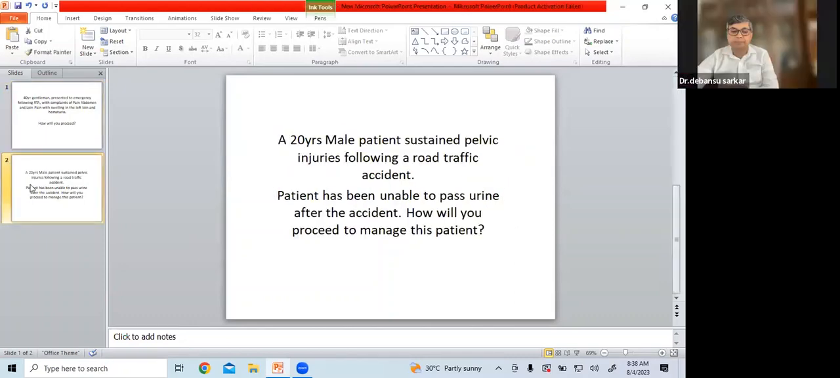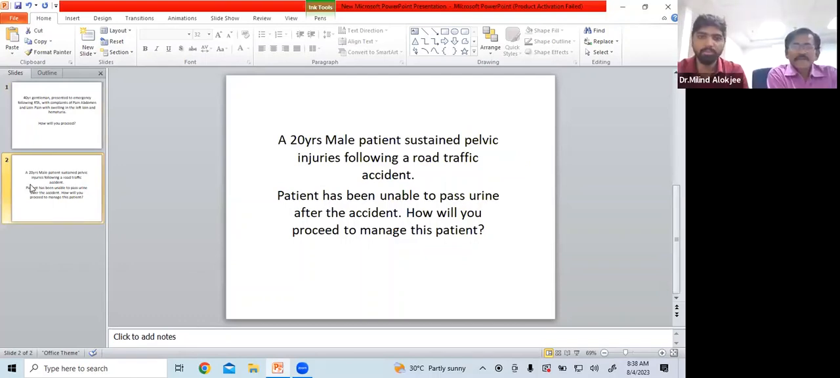Read. A 20-year-old male patient sustained pelvic injury following a road traffic accident. The patient has been unable to pass urine after the accident. How will you proceed to manage this patient?